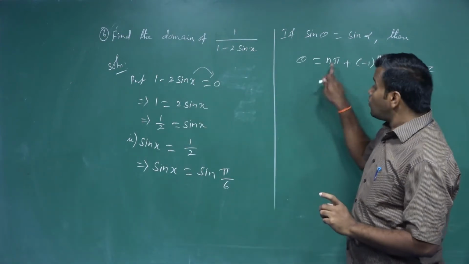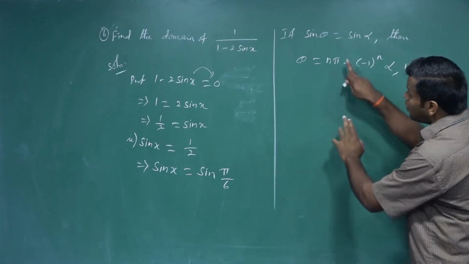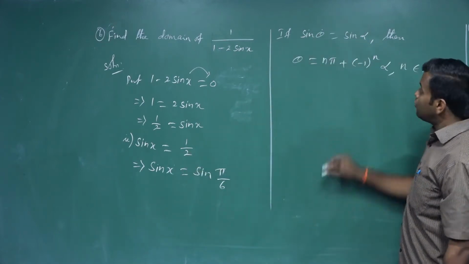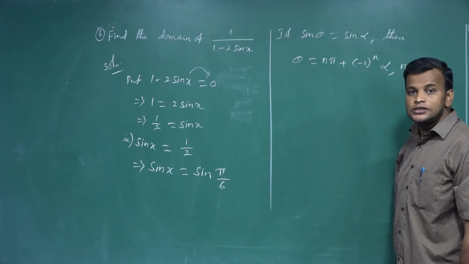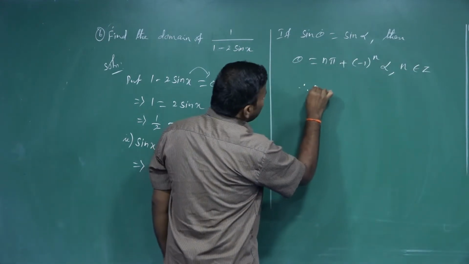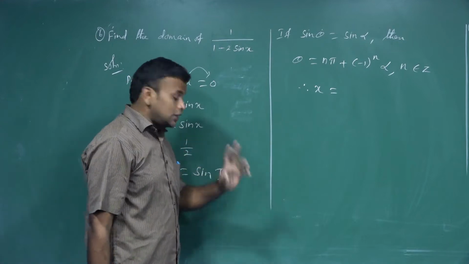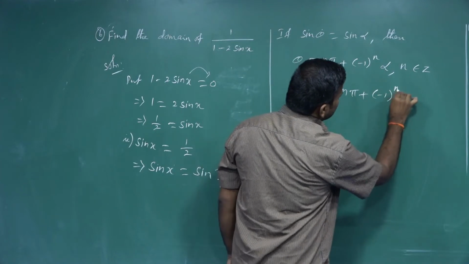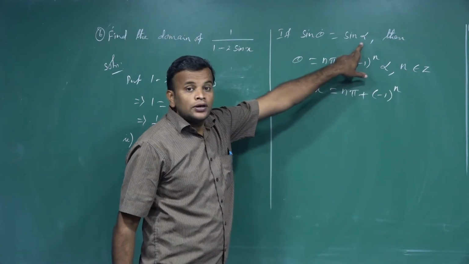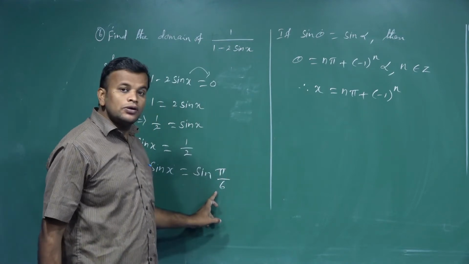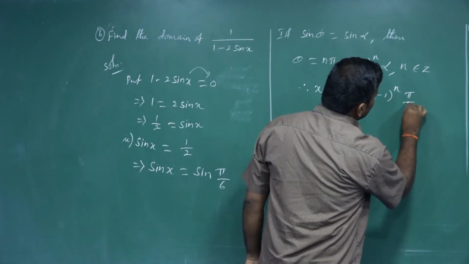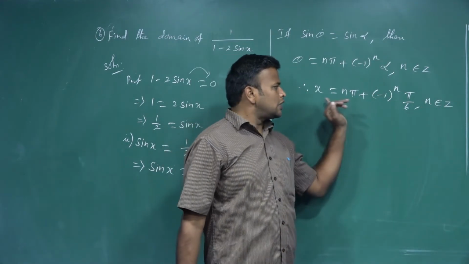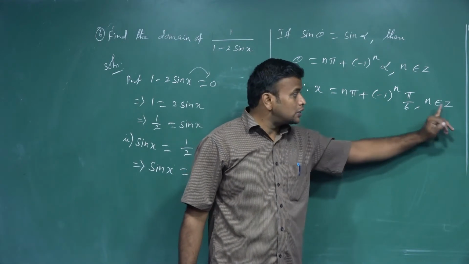Now we compare the formula with our given sum. In place of theta here, x. In place of alpha here, pi by 6. Therefore x is equal to n pi plus minus 1 whole power n into pi by 6, where n is an integer. Suppose we replace n; it has an infinite number of values, where n is an integer.